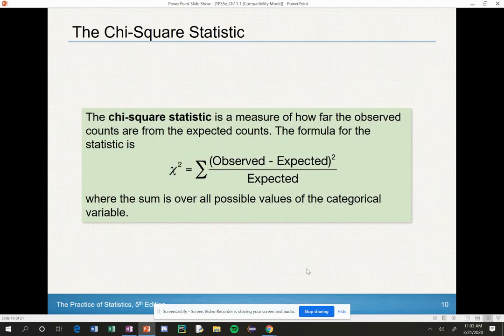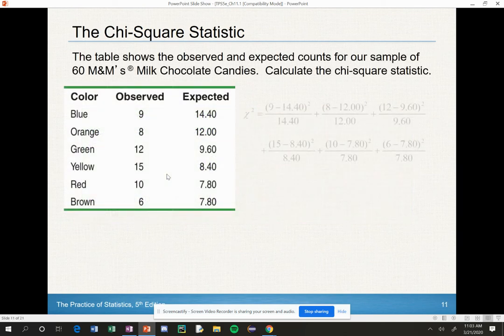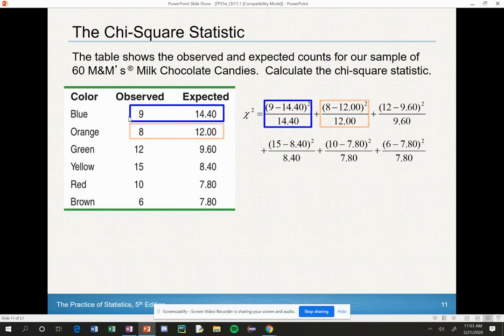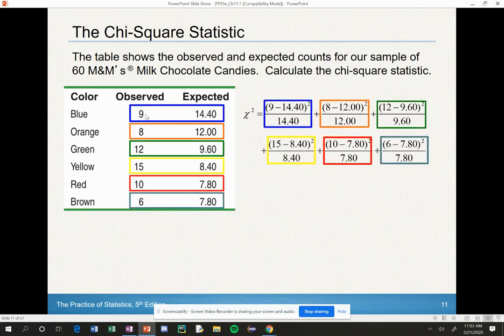Here is the formula for the chi-squared statistic. As I mentioned earlier, it is the sum of the differences between the observed counts and the expected counts, squared, and then divided by the expected. Then you add all those numbers up, and that turns into our chi-squared statistic. So let's do that for our first example here. We take observed minus expected, square it, and then divide it by its expected value.